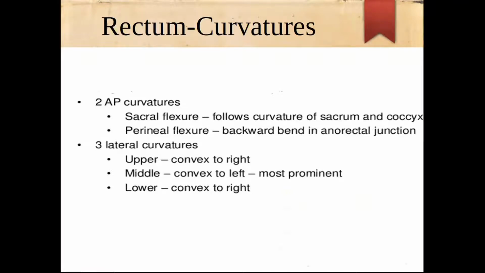The curvatures are clear: two anterior-posterior curvatures, one in the sacral flexure and one in the perineal flexure, and three lateral curvatures, two convex in the right side and one convex in the left side, which is the most prominent one. Clear? Yes, okay.